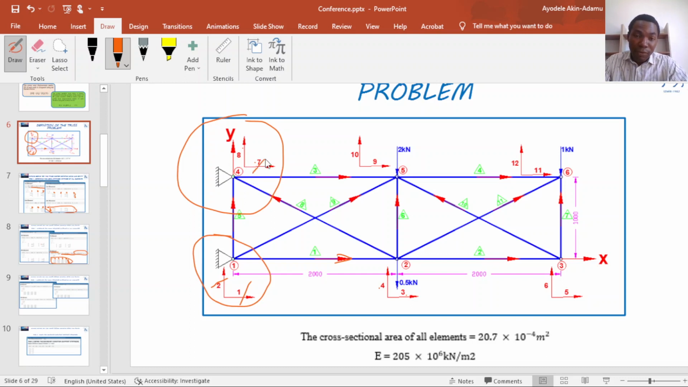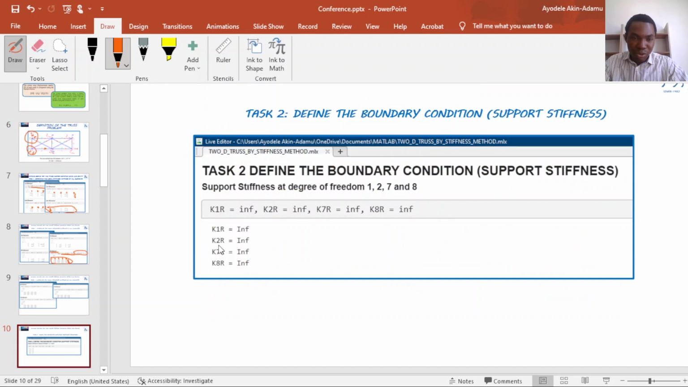And for position 7, 7, we need to add also a large stiffness. For 8, 8, we need to add a large stiffness. The value for this large stiffness in this lesson will be infinity. Let me show you what I mean. You can see I define variables called K1R, K2R, K7R, K8R. These are the stiffnesses. This is the large stiffness I want to add along the diagonal at 1, 1, 2, 2, 7, 7, and 8, 8.